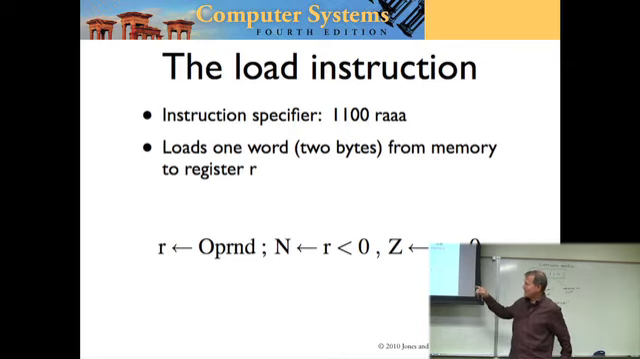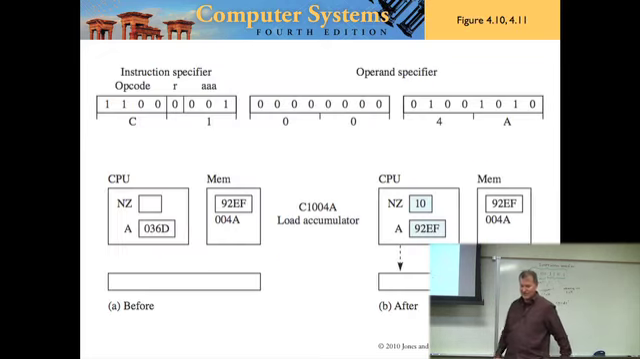Are we good? Okay. And now what is this N? That's the negative bit. Yeah, that's the N bit, so the N bit gets changed. And what's the Z stand for? That's the zero bit. Okay? So here is an example of how this load instruction works in figures 4.10 and 4.11.